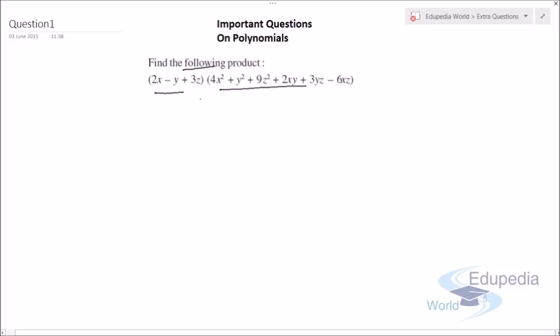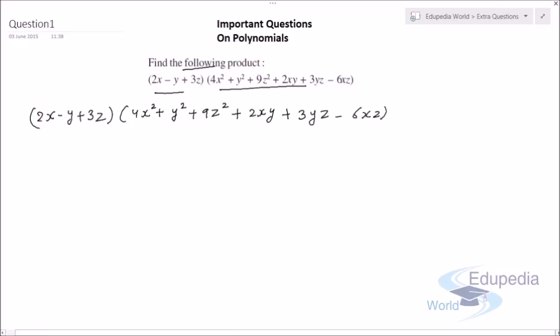So our main first step is to identify what kind of identity we can apply over this type of question. The question is (2x minus y plus 3z) into (4x square plus y square plus 9z square plus 2xy plus 3yz minus 6xz) in brackets.